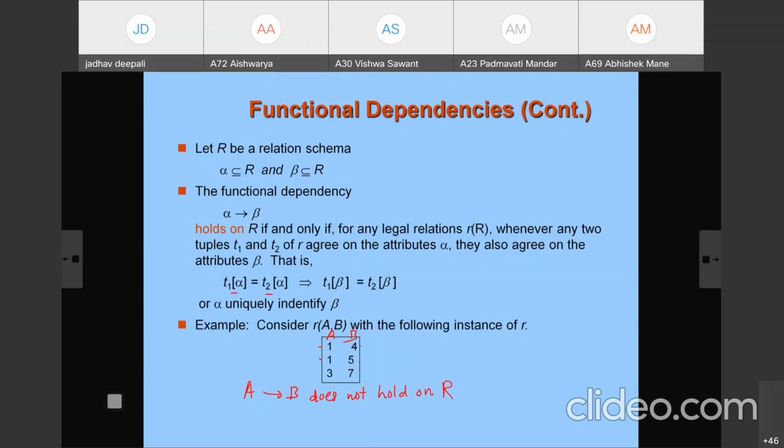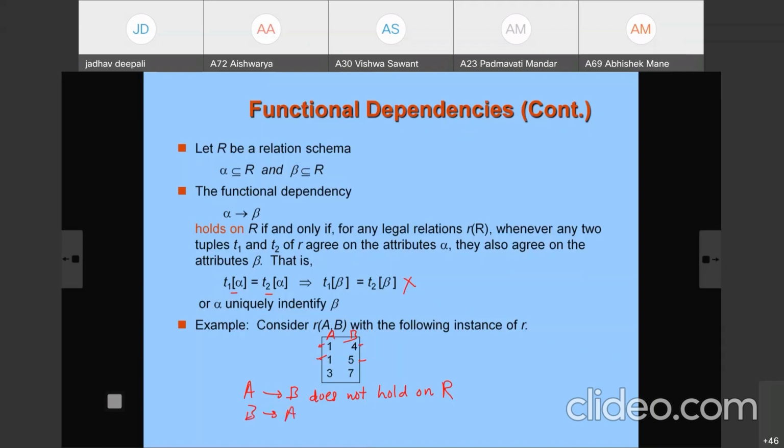See once again, in A, T1 and T2 both have the same value 1. But in B, T1 and T2 do not have the same value. That means it does not satisfy this condition, and that's why A tends to B does not hold on this relation. Then B tends to A holds.